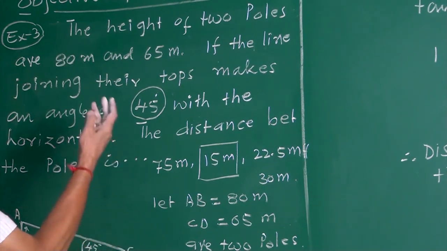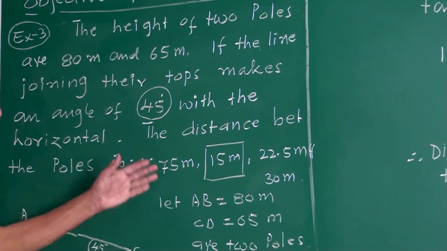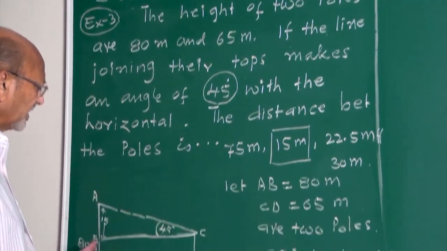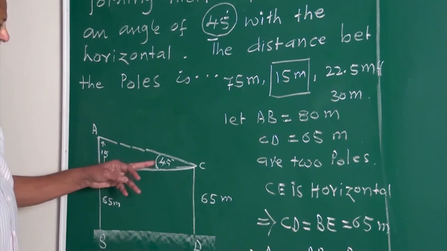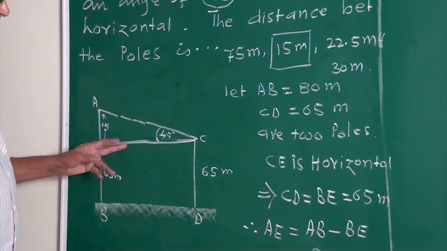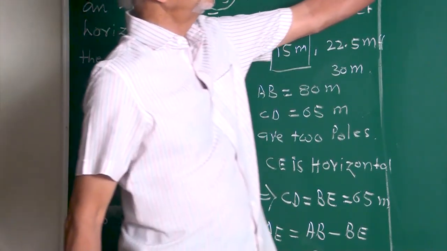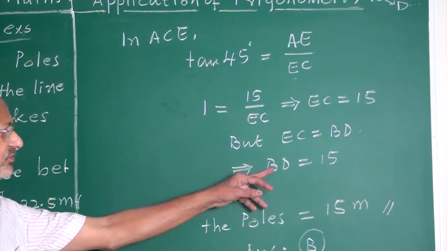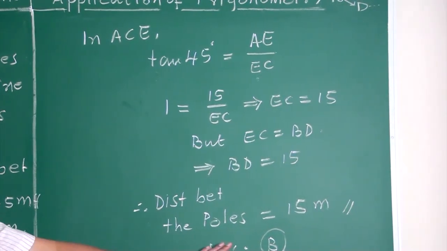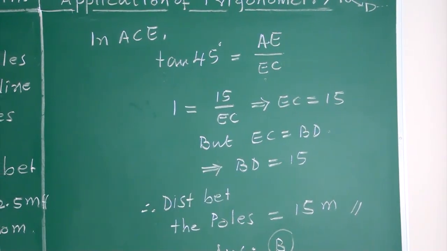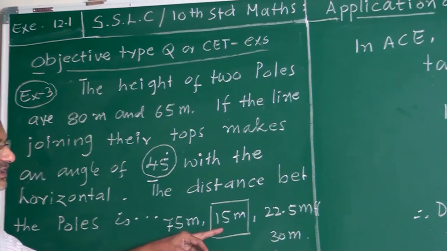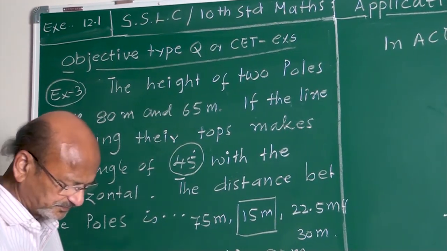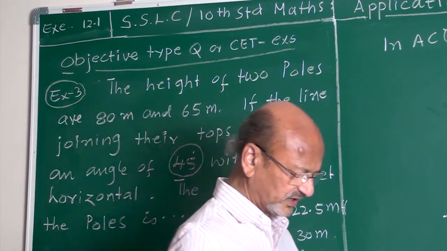So, like this, such simple examples they give. If they come for the CET, only the figure will help you directly. 15, tan 45, 15 upon this. Only one step. Directly you have to go to this after the figure. When we get 15, don't write all these things, it is for your sake. Mark right there, 15 means option B, the second option.